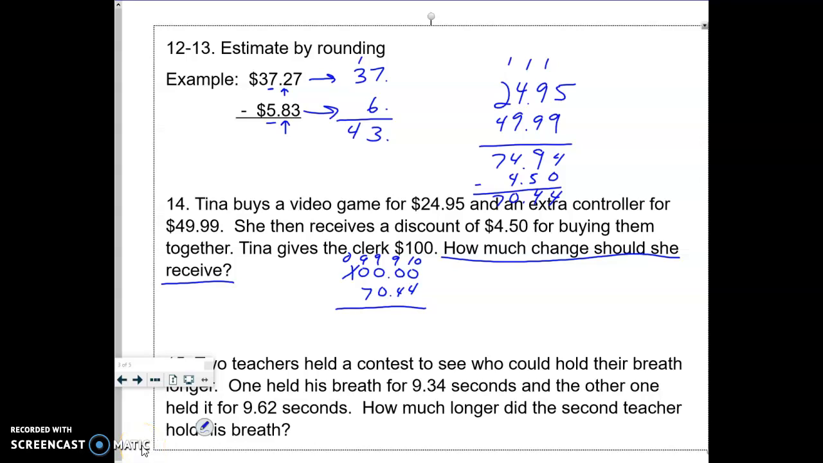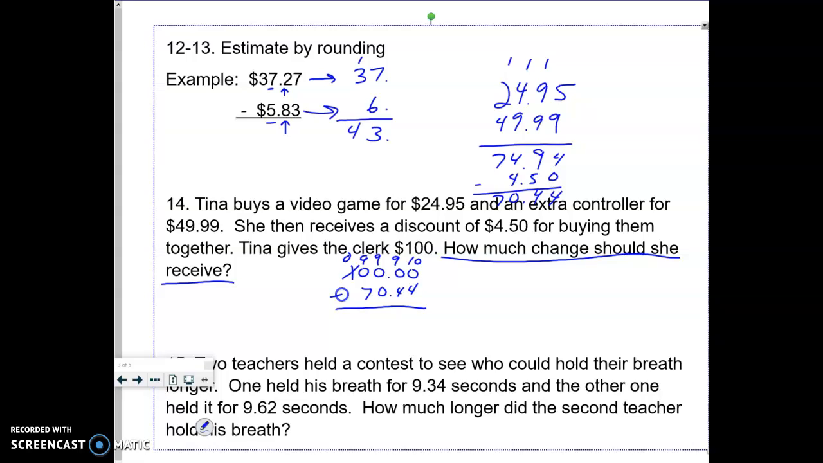I ran out of my 15-minute video time, so we're going to pick up where we left off on question 14. We have set it up here. It's kind of messy and all over the place, but we left off with the actual solving of the problem. We've combined, we've taken off the discount, and now we are trying to figure out what our change is going to be coming back.